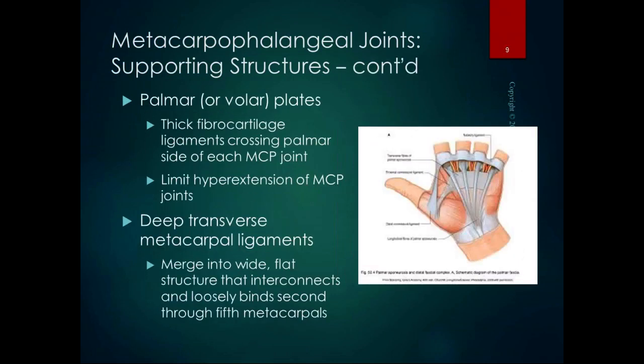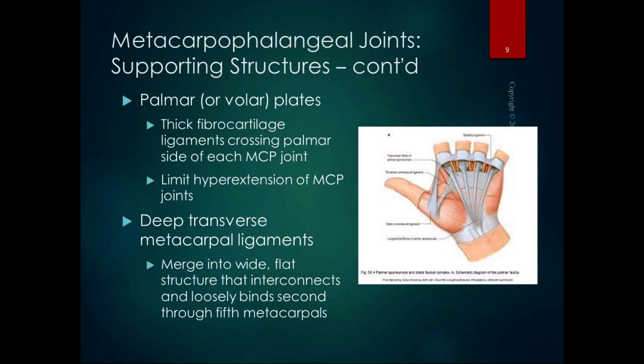We have some palmar plates in our MCP joints, or volar plates is the other name for them. And there wasn't a picture in the book, so I had to go out on the internet and find a picture. Basically, they're thick fibrocartilage ligaments crossing the palmar side of each MCP joint. And they really limit hyperextension of the MCP joint. So we can flex a lot. We can barely hyperextend at all.